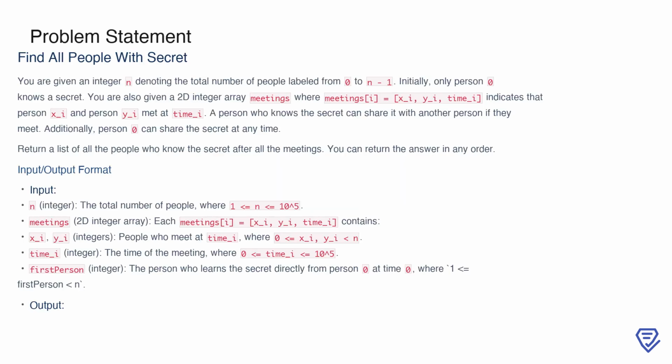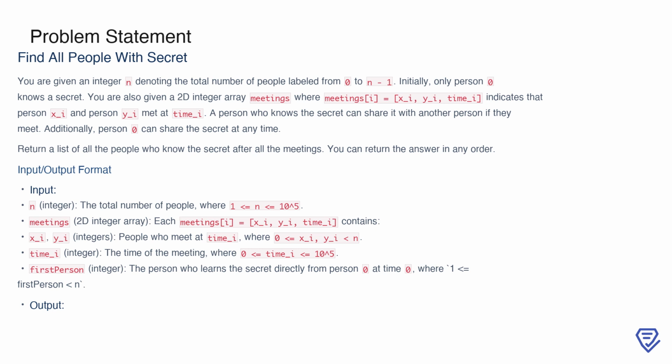In this problem, we are tasked with identifying all the people who eventually know a secret after a series of meetings. Initially, only person 0 knows the secret, but they can share it with others during these meetings. We are provided with an integer n, which represents the total number of people, labeled from 0 to n-1. Additionally, there is a 2D array called meetings, where each entry, x_i, y_i, time_i, specifies that person x_i and person y_i met at time_i.